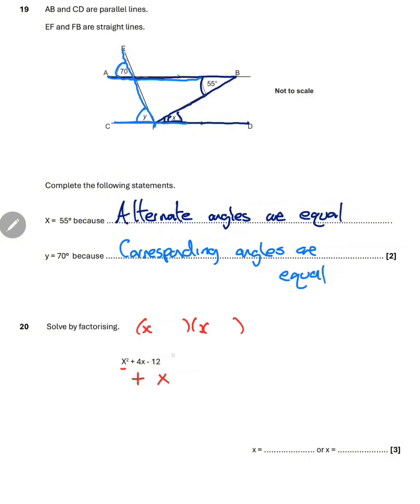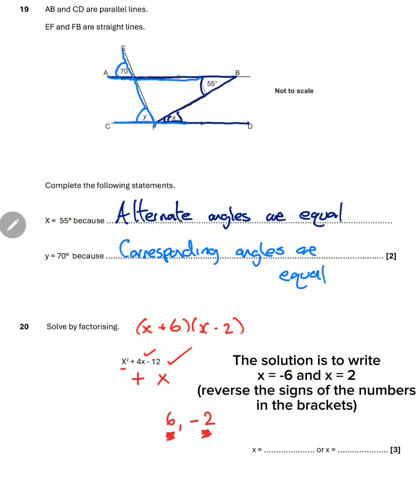So I'll start with the numbers that multiply to make minus 12. I think we've got -6 and 2. I've also got 6 and -2. And I'm going to stop there because these two here, 6 and -2, they add together to make +4. So I don't want these two. Just double check. 6 times -2 is -12. And 6 add -2 is +4. So they're my two numbers that are going into these brackets. We've got a +6 and a -2.